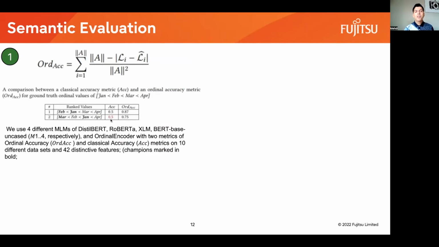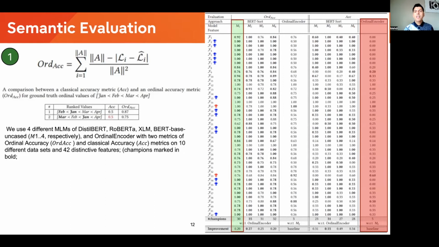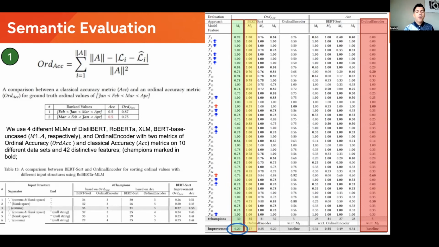We also captured the accuracy metric, and we use 4 different pre-trained language models. As we can see, this is the ordinal encoder performance, as well as BERT-Sort using 4 different pre-trained language models. As you can see in this table, we have the M1 that has a performance with a 20 percent improvement gain compared to the ordinal accuracy. We also did some experiments on how to generate the context, which is explained in table 13.